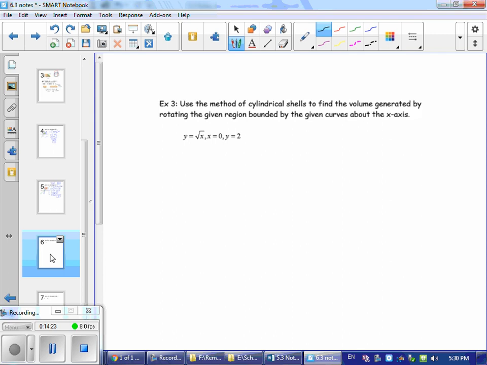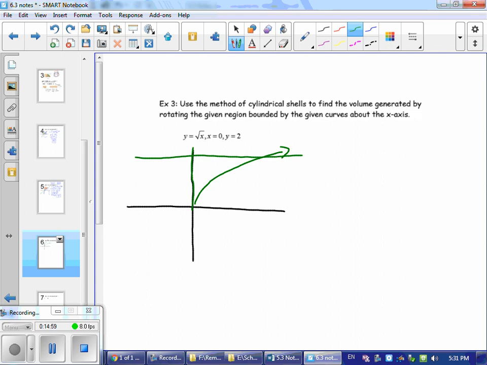So let's go ahead again and kind of do a sketch first. See what's going on. So y equals square root of x looks like this. Bounded by x equals 0, which is the y-axis. That's kind of funny, it jumped at the same place. Y equals 2, which is going to be some kind of a horizontal line up this way. So here's y equals 2.